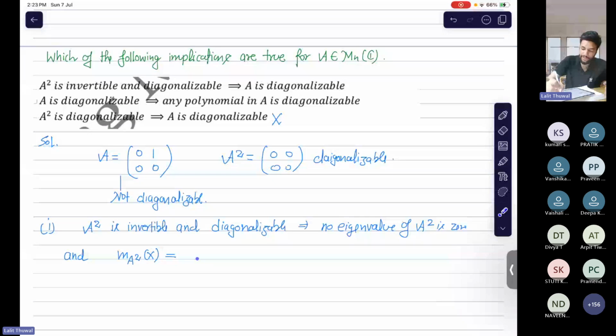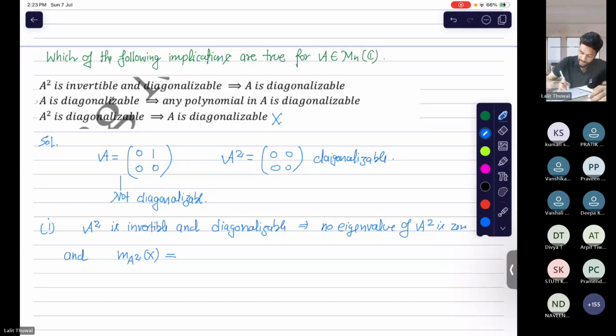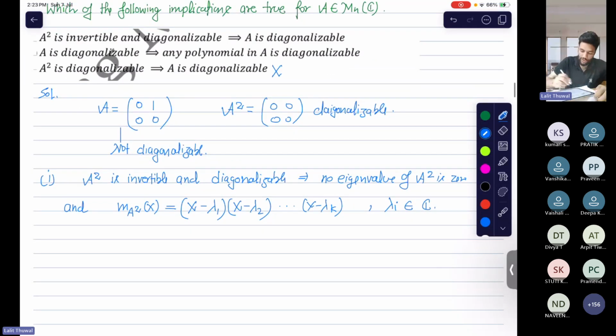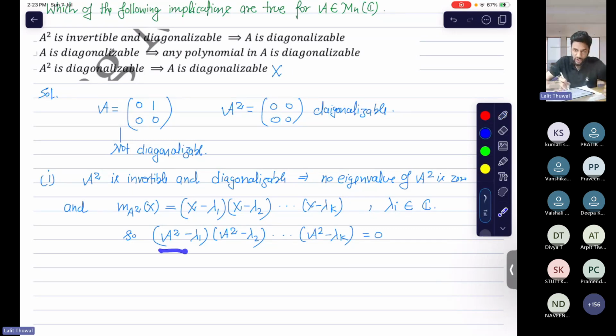And I said that, yeah, right. So let's say that this is equal to (x - lambda 1)(x - lambda 2) ... (x - lambda k), where the lambda i's are in C. So (A square - lambda 1 I)(A square - lambda 2 I)... equals 0, because this is the minimal polynomial. If you put A square, I have to put I here, okay? So this matrix is 0, right?